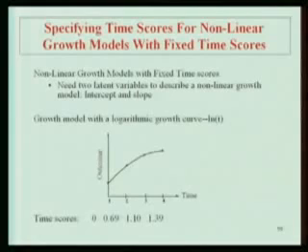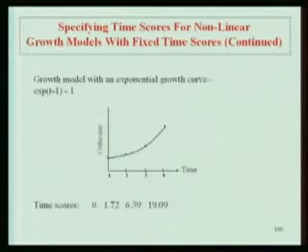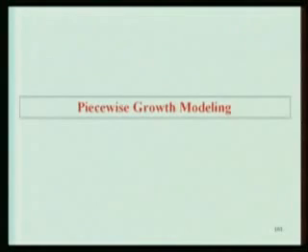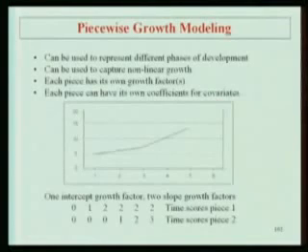The next 2 slides show you how you would fix your time scores to values for, for example, a logarithmic growth curve. You estimate the time scores as the log of time, such that you get 0, 0.69, 1.10, 1.39, etc. I show that for the exponential also. And then let's take a look at piecewise growth modeling as another alternative. We'll look at that in more detail.